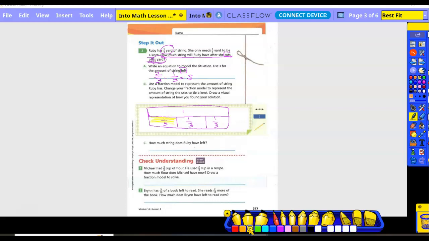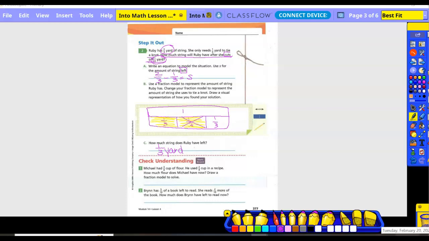2/3. So I'm going to color in 2 of those boxes. I'm going to lightly shade in 2 of those boxes. How much does she cut off? 1/3. So I mark out 1/3. What am I left with? 1/3 of a what? Yard of string.